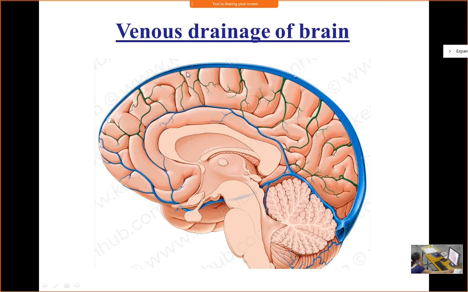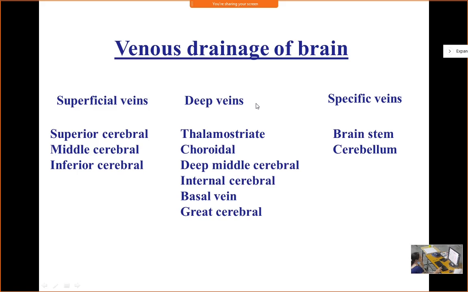So these are the superior cerebral veins, you can see here. So the venous drainage consists of the superficial veins, the deep veins, and also the specific veins that drain the brain stem and the cerebellum. Superficial veins, I am telling you, are superior, middle, and inferior. Deep veins, there are many; later I will come to that. And there are veins for the brain stem. The brain stem is made up of the medulla, pons, and the midbrain, and the cerebellum is behind the brain stem. So they are also parts of the brain.